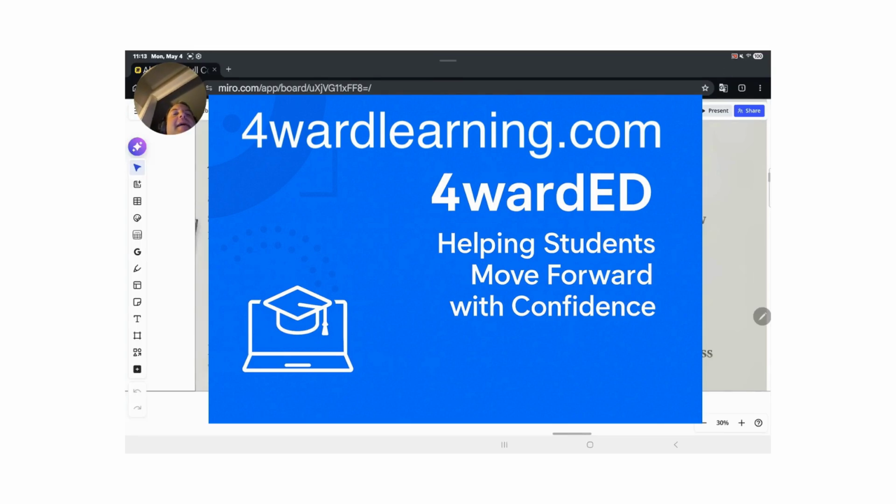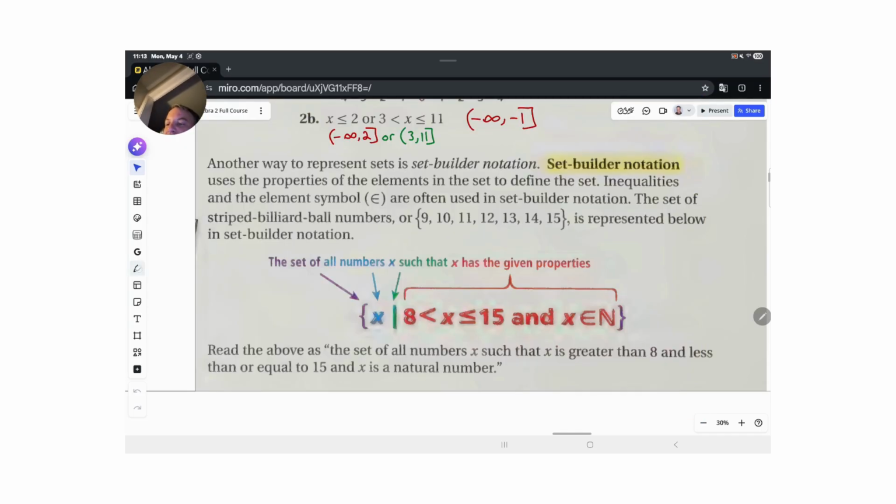All right, guys, we are back and we are jumping into set builder notation for the next part in our video series here. We're in chapter 1.1, so section 1 of chapter 1 here in our Algebra 2 full course video series. Our focus in this video is set builder notation, translating between notations.